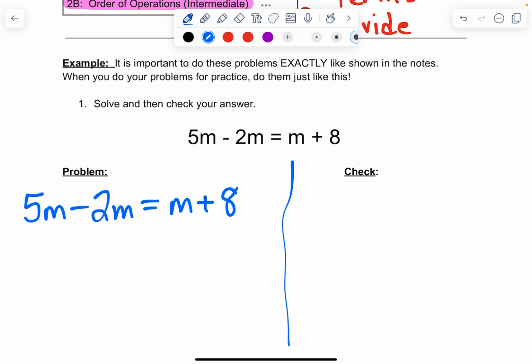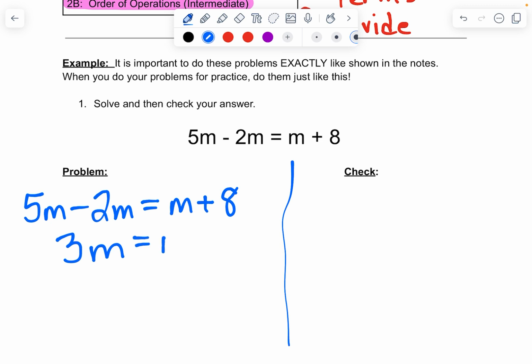Okay, so if you remember before, we would have m plus m plus m plus m. We're not doing that anymore. We're going to combine like terms. So if I have 5 m's or 5 x's and I take away 2 of them, I end up with 3m. So I've got 5 monkeys, you take away 2 monkeys, you get 3 monkeys. That's what it means when I say combine.